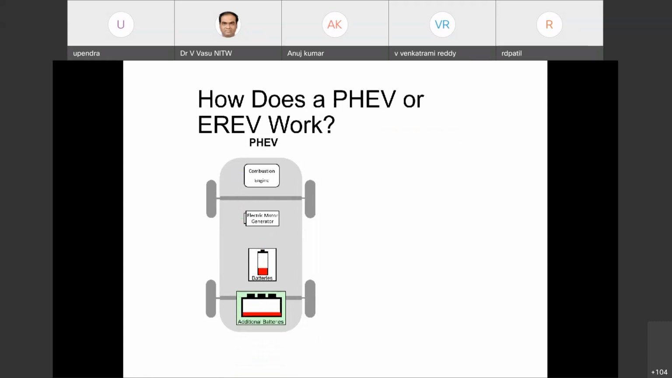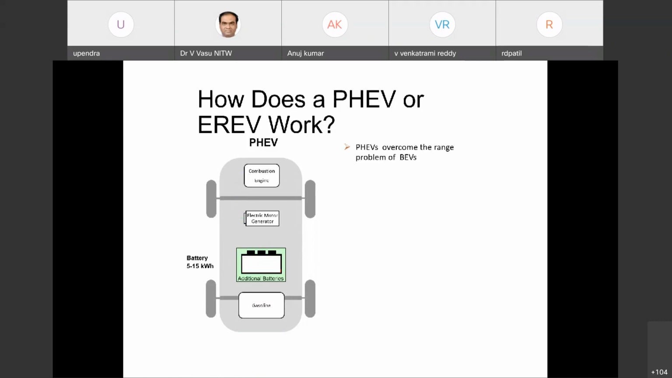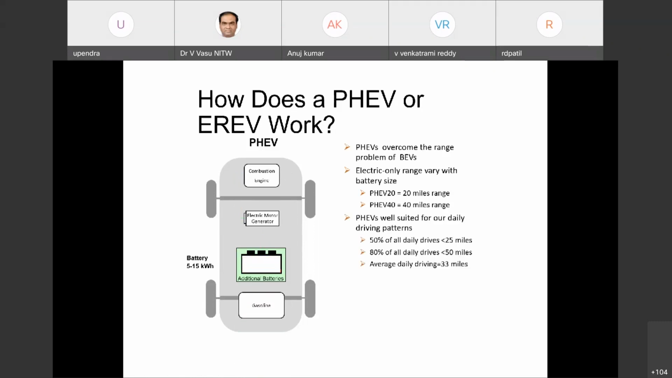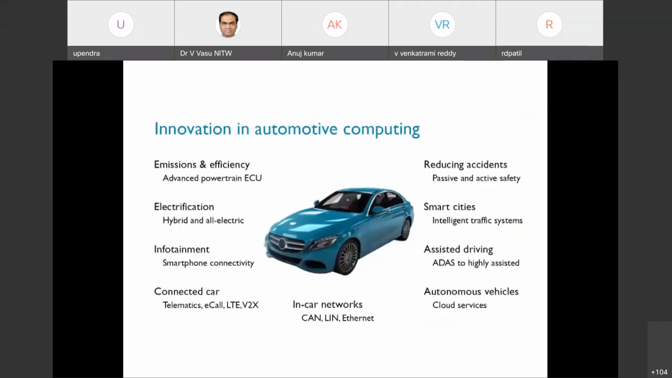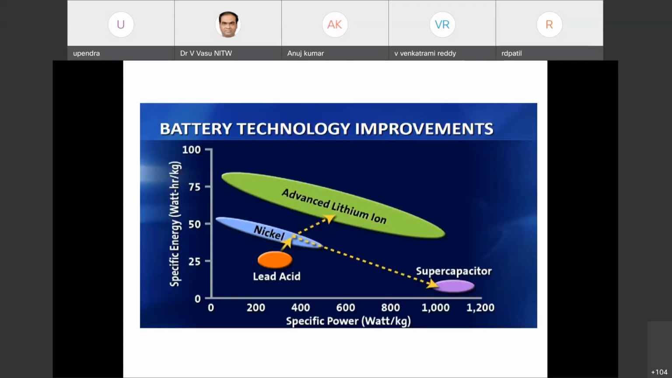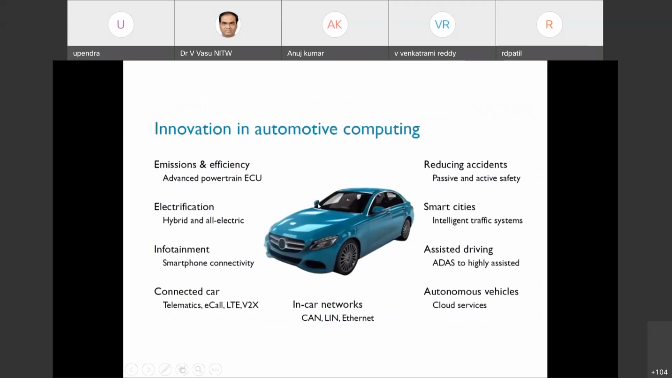The extendable plug-in electrical vehicle means they replace it with a very big battery, and they charge this battery to a particular extent. First the battery works, and once the battery charge is totally over, the internal combustion engine works. That is called the extendable electrical vehicle. These are some of the evolutions happening in the automobile industry.